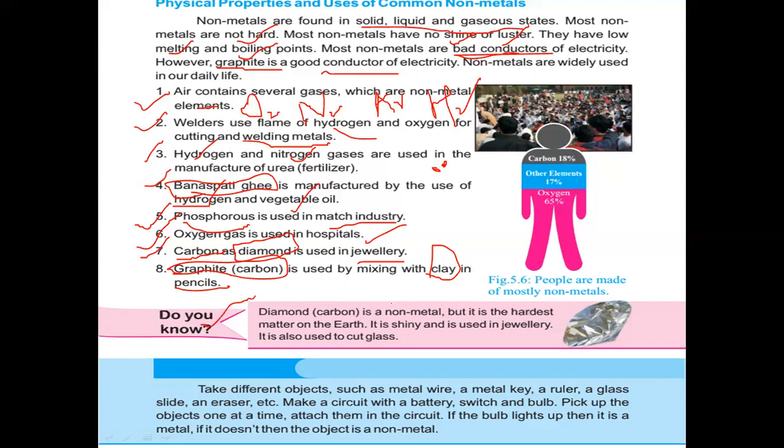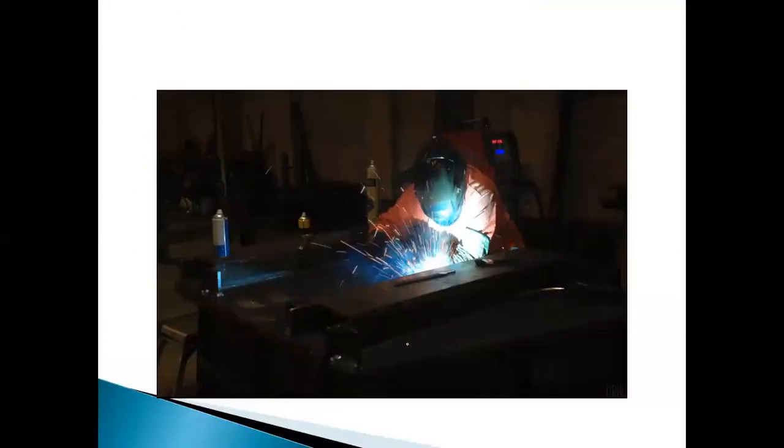About the diamond, it is a non-metal, but it is the hardest matter on the earth. It has shine, and for that purpose we use it in jewelry, as well as to cut glass. We just cut glass with that diamond. The cutter machine which we have has a diamond on it, and then we can cut glass easily.